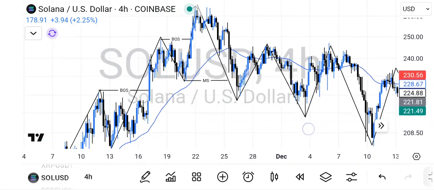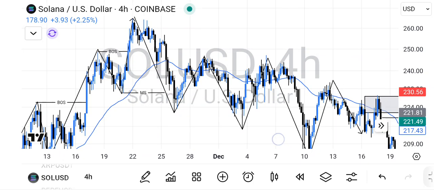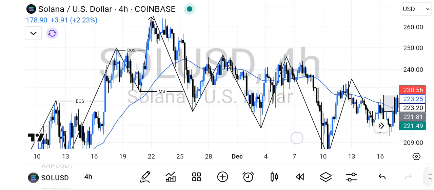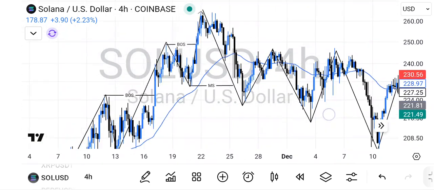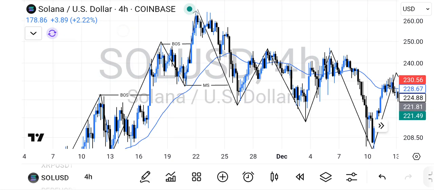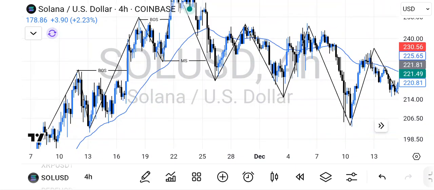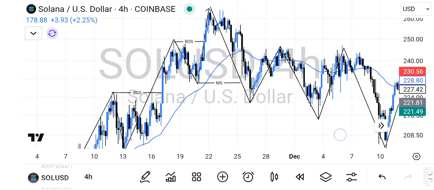And there's another thing you need to know: whenever you are determining the market structure, whenever you want to know which side the market is moving, you always use the higher time frame. 4 hour, as you can see, I'm using 4 hour and above. That's how you would determine the market trend. You don't determine the market structure using a lower time frame.